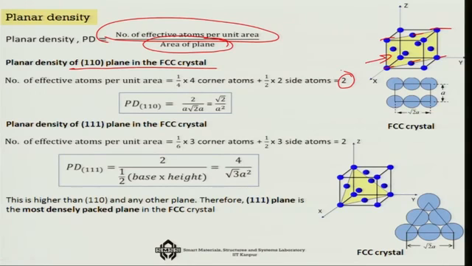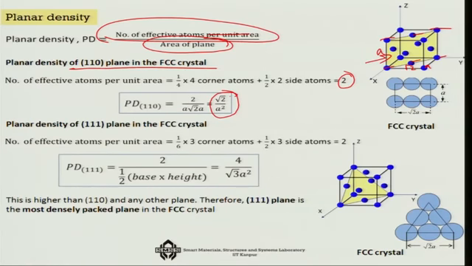So, the total number of effective atoms in this case is 2, and that is divided by the area of that plane. The area of the plane is A times, this side is A and this side is root 2 A, so A times root 2 A. So, it is 2 over A times root 2 A, that is root 2 by A square.